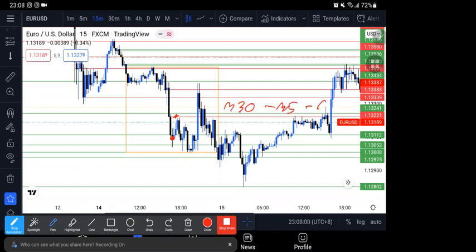M5, M15. So what happened? Put down, put down. Every time it broke down, we find another entry. And this one, this last entry didn't even break this one. Right? This is M15. So the last one didn't break the M15. So maybe we are already getting out from the sell position and wait for another key level.